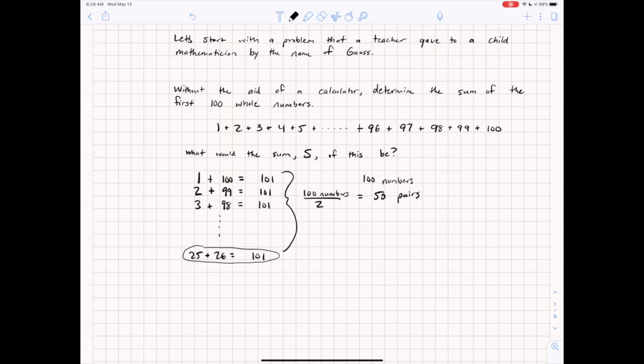And instead of having to add up the numbers 1 to 100 individually, I can say that this is 101 times 100 divided by 2, or 101 times 50, because there are 50 101s. And this math is much easier to calculate.